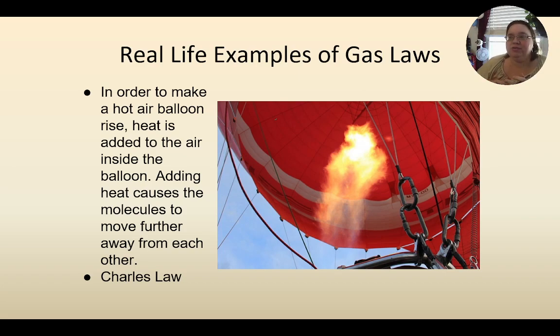That is because the particles have spread out due to the increase in temperature. They spread out, they're increasing their volume because the temperature is increasing. By adding the heat, it causes the molecules to move farther away from each other, and it allows the balloon to rise. This is, by definition, Charles's law.